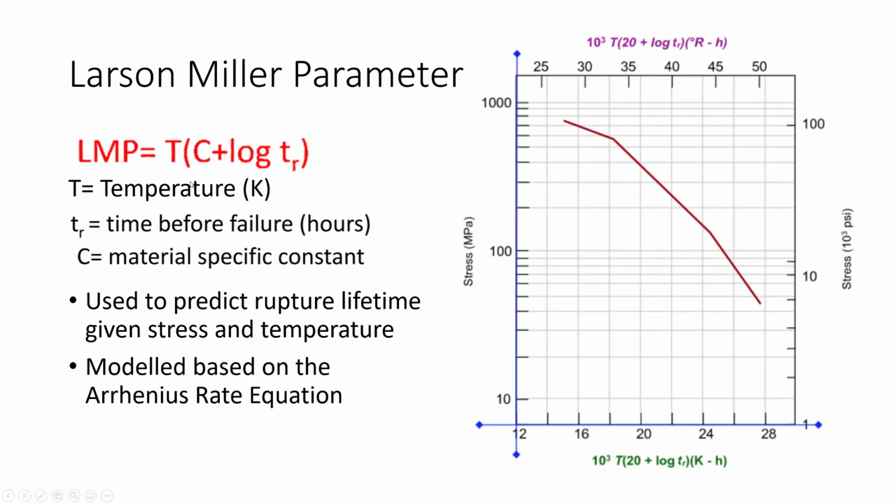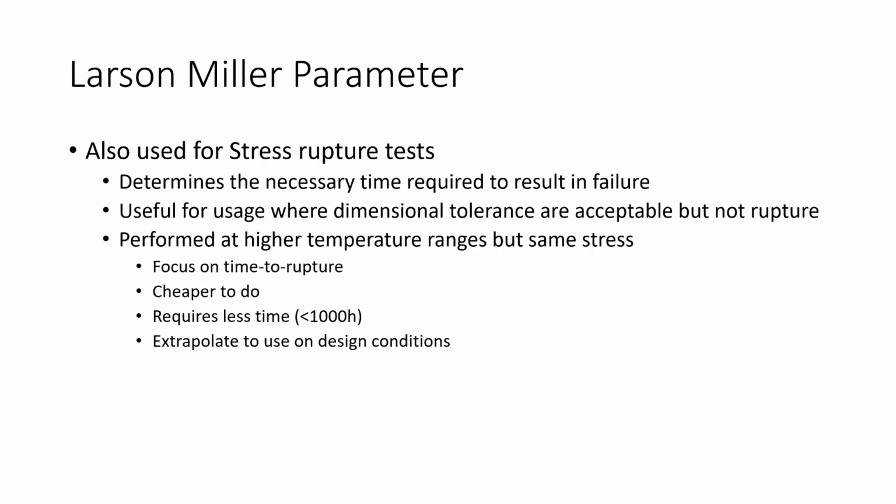Secondly, we have the Larson-Miller parameter. The LMP, or Larson-Miller parameter, this is the diagram of it, which is to be used with this equation. This equation is based on the Arrhenius rate equation. It is used to predict the rupture lifetime when you're given the stress and the temperature of the material. More specifically, it's used for stress rupture tests, so it determines the time required to result in failure.